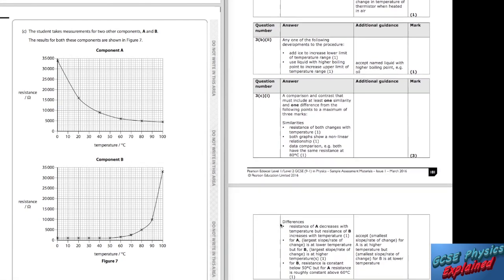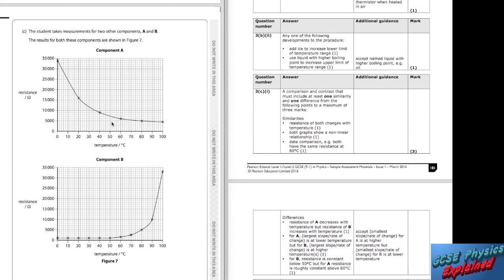So, similarities and differences. So the similarities are that the resistances of both change with the temperature. Both graphs show a non-linear relationship, so they're both curves. The data comparison, okay, let's have a little look. So what they're saying is that the resistance of component A at 80 degrees is the same, so 5,000, as the resistance of component B at 80 degrees, 5,000.